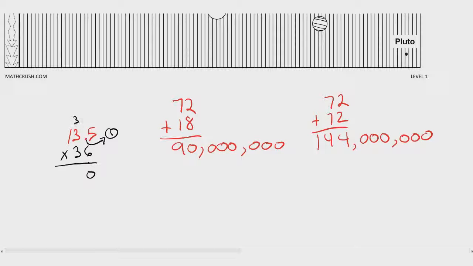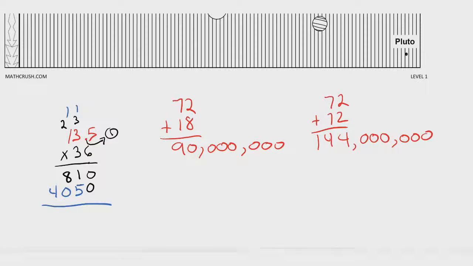Put a 3 up here. 6 times 3 is 18, plus 3 is 21, and carry a 2. And 6 times 1 is 6, plus 2 is 8. I'm going to put a placeholder right here because we're starting off in the tens place now. 3 times 5 is 15. Carry the 1. 3 times 3 is 9, plus 1 is 10. Carry the 1. And 3 times 1 is 3, plus 1 is 4.